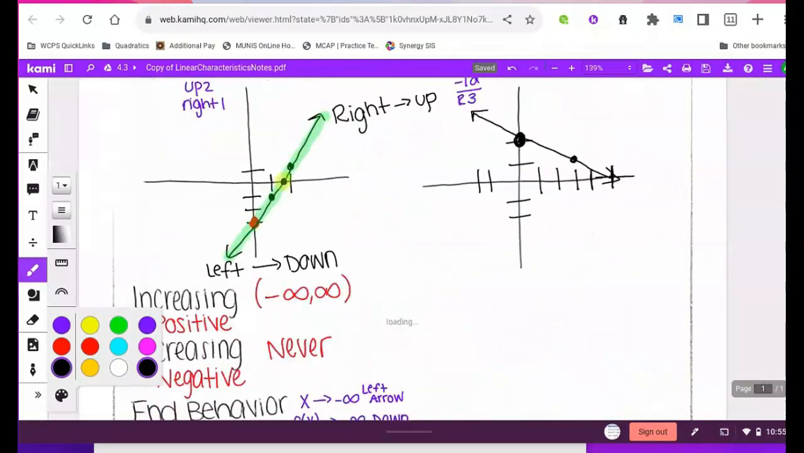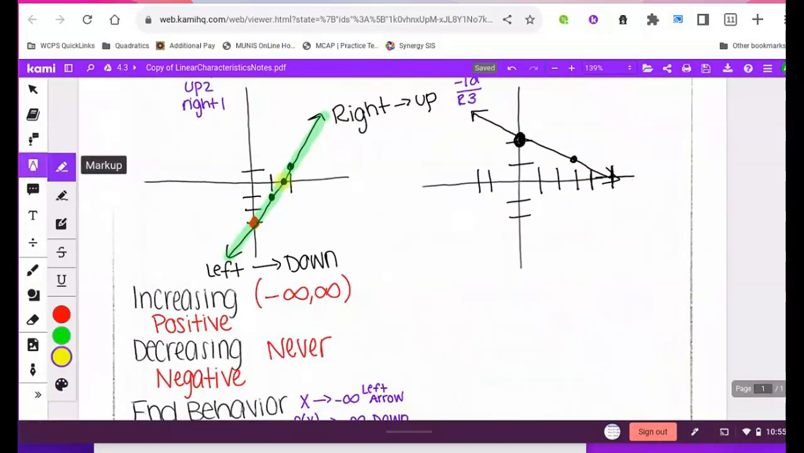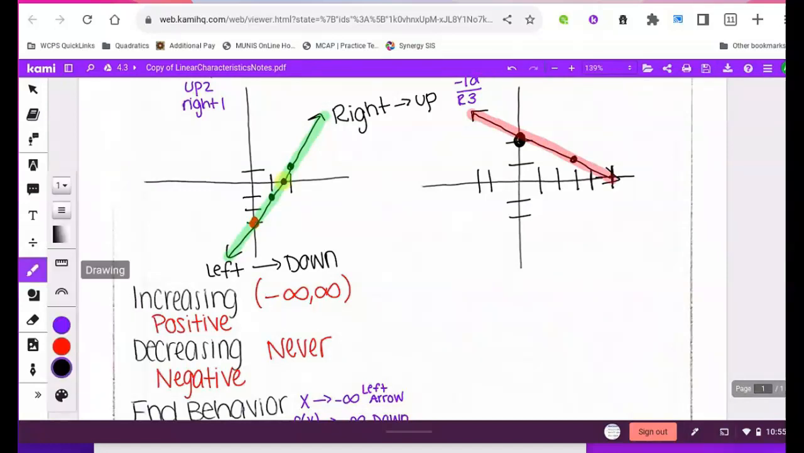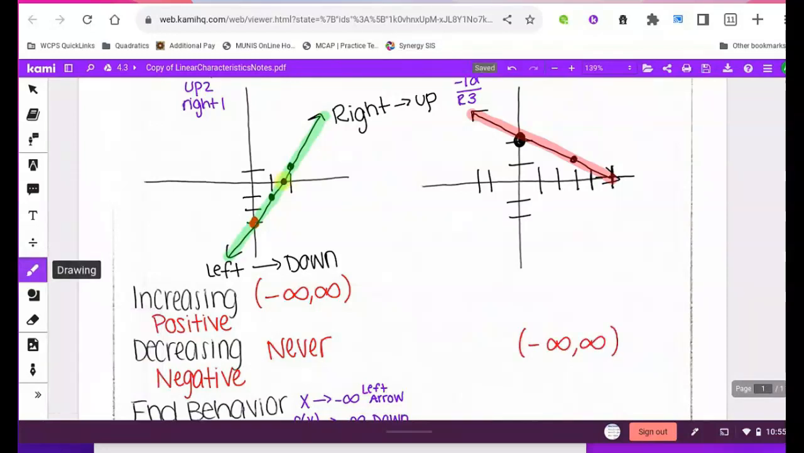The next thing we're going to do is go through each of the key features. My graph is actually going down this time. It has a negative slope, which means my decreasing is actually the one that is from negative infinity to positive infinity. Sorry, it is never increasing because it's never going up. It's always going down.